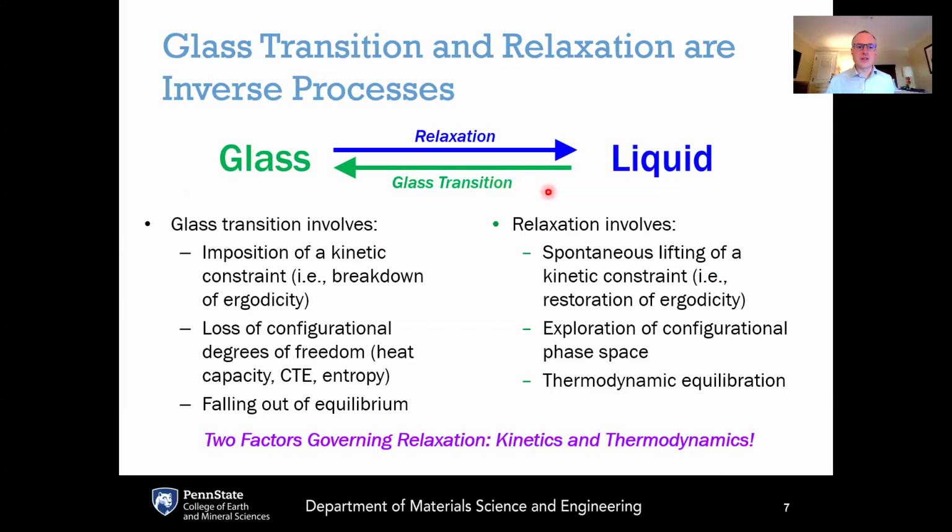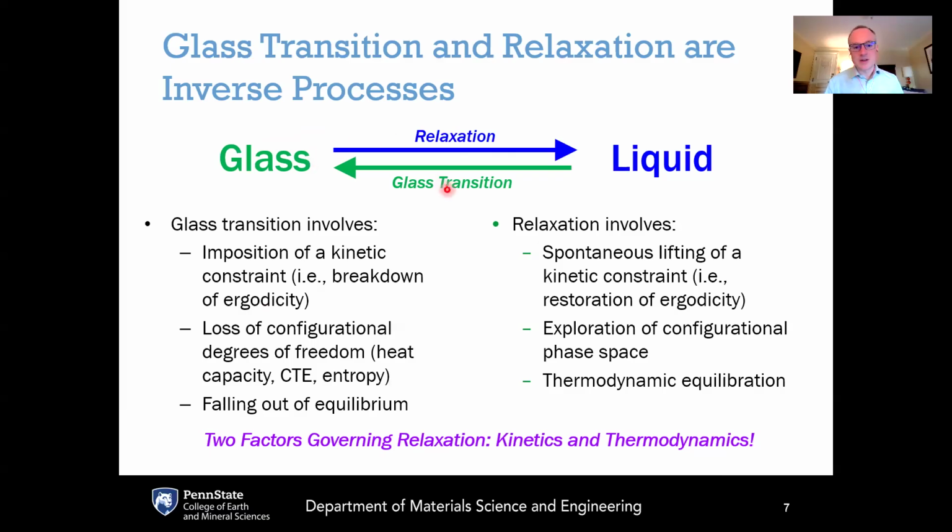And in fact, the glass transition involves imposing a kinetic constraint onto the system, which leads to this breakdown of ergodicity. Because of the kinetic constraint that gets imposed onto the system at the glass transition, there is a loss of the configurational degrees of freedom. That means that there's also a loss of the configurational contributions to thermodynamic properties such as heat capacity, coefficient of thermal expansion, and entropy. This also involves a falling out of equilibrium because we're not giving the system enough time to achieve equilibrium. So the liquid to glass transition going from the right here to the left involves imposing that kinetic constraint because you're not giving the system enough time to find equilibrium. You lose all the configurational degrees of freedom and the thermodynamic components that correspond to those configurational degrees of freedom.